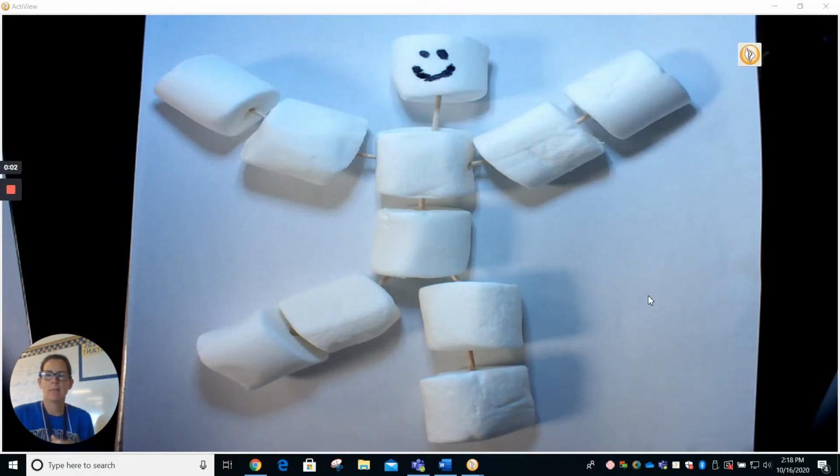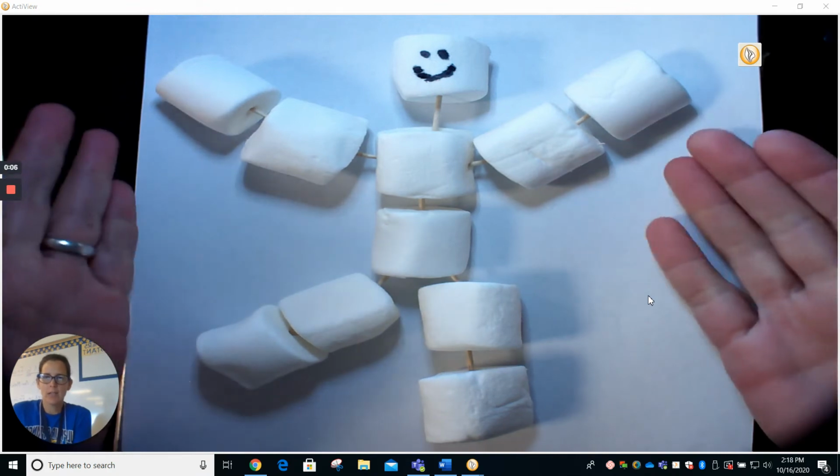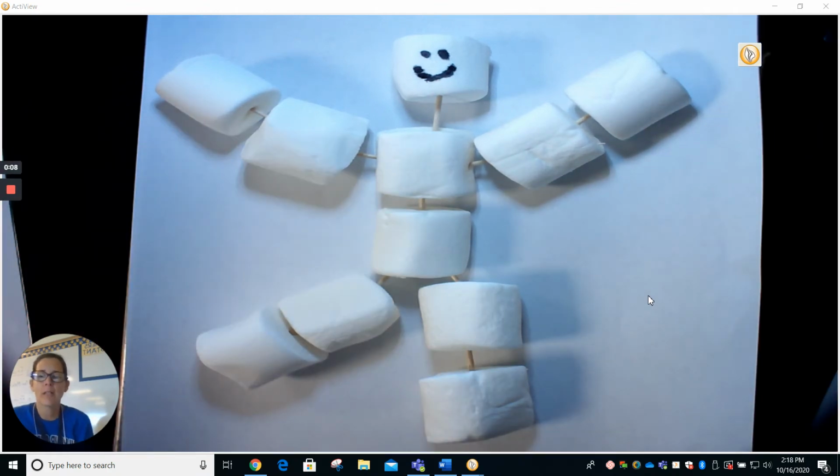Hello. I wanted to introduce you to a very important and special man. This right here is Mr. Marshmallow Man. He's going to help us better understand physical and chemical changes, which is what we've been talking about last week and this week.